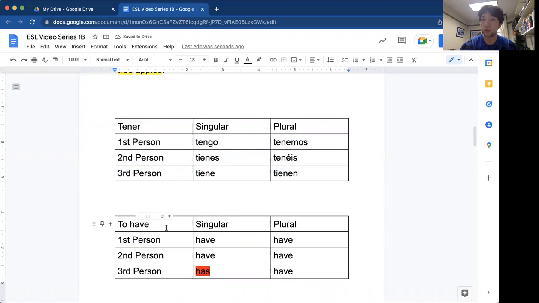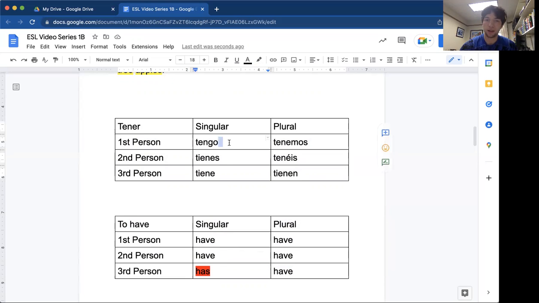So the verb to have in English, right, most of the conjugations are the same. For each combination of first, second, third, singular, plural, we have a conjugation. These are the aspects of agreement that we need the verb to have with the subject. So for the verb to have, it goes: have, have, has, have, have, have. So it's have in most of them, except for the third person singular.